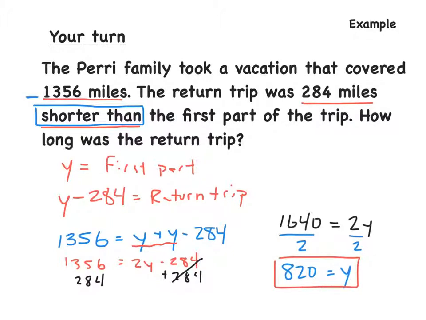I want to know how long the return trip was. So our return trip is y minus 284. So what is our y? Our y is 820. So all we have to do is plug that in. So we would have 820 minus 284, and that is equal to 536. So our return trip took 536 miles.